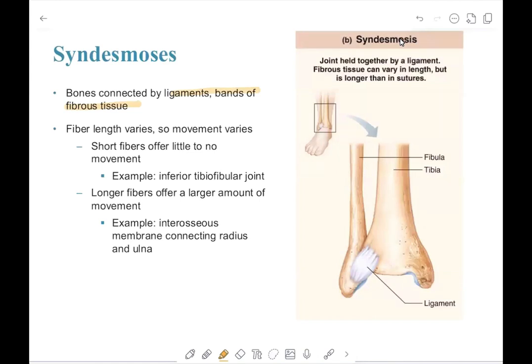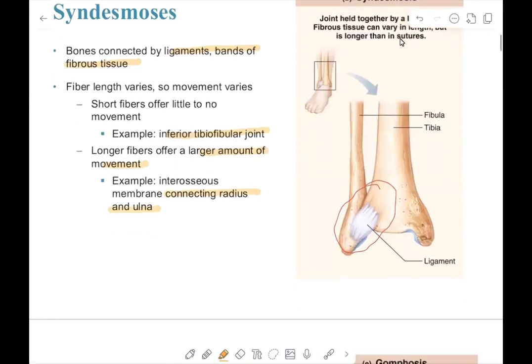Short fibers offer little movement. That would be at the inferior tibiofibular joint, which is what we see right here on this image. That ligament is fairly short. However, there is a longer ligament which offers a larger amount of movement. That's going to be at your forearm, the interosseous membrane connecting the radius and the ulna. So while it may allow a teeny bit of movement, it's still classified as a fibrous joint.